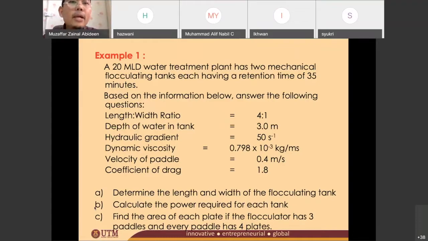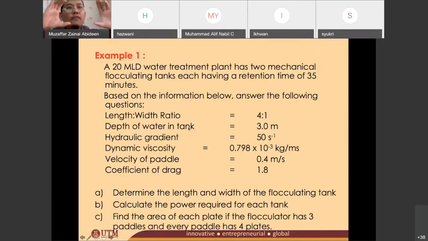A 20 MLD water treatment plant. So imagine you have a 20 MLD water treatment plant that has two mechanical flocculating tanks, each having a retention time, or detention time, of 35 minutes. Based on the information below, answer the following questions. The length and width ratio is 4:1. Okay, the depth of the water in the tanks.